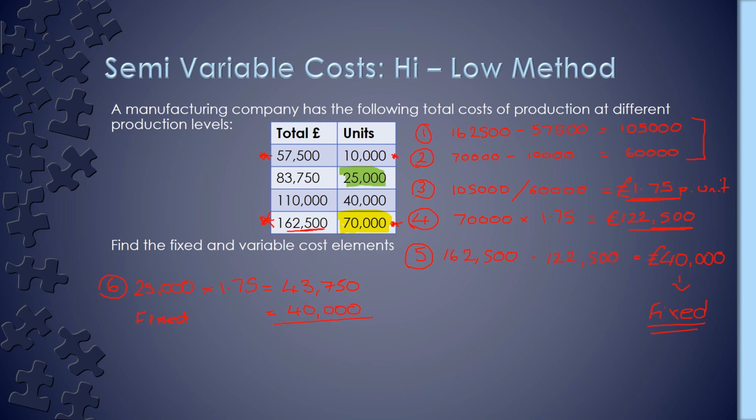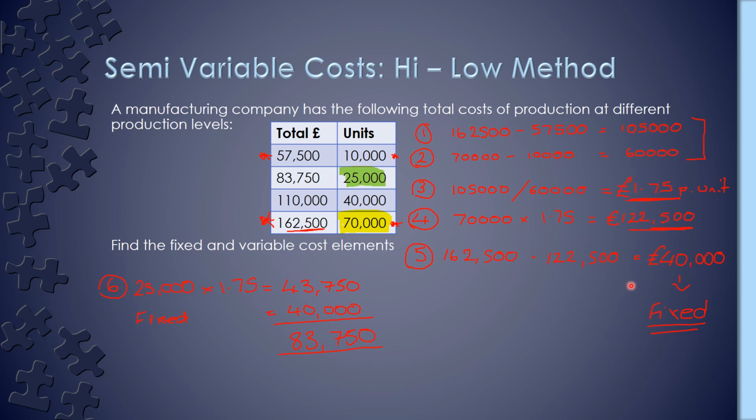And then if we add those two together, we get 83,750. So that total amount there, we can see matches the total amount that we're given in the question. So we know that we've calculated our variable element and our fixed element correctly.